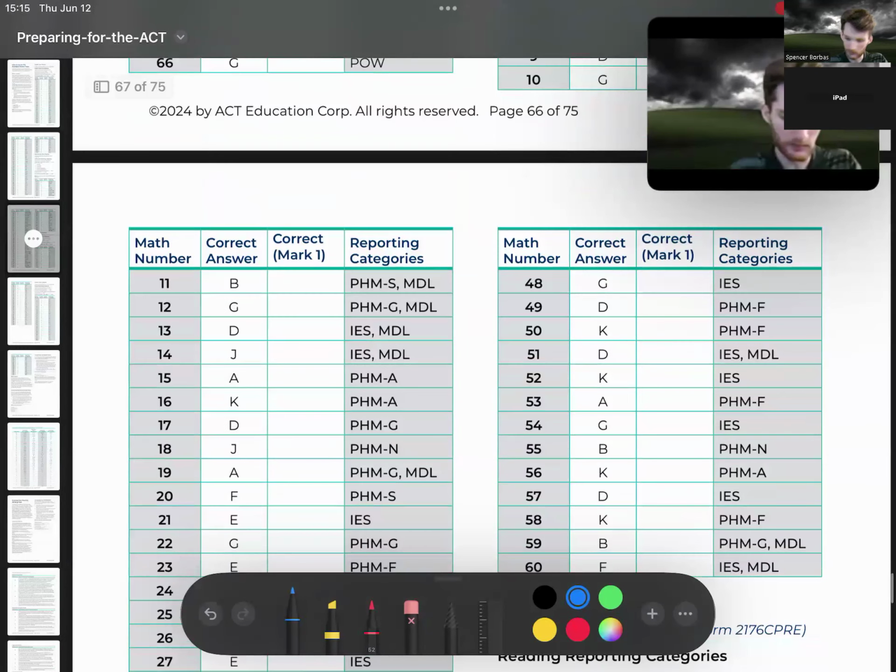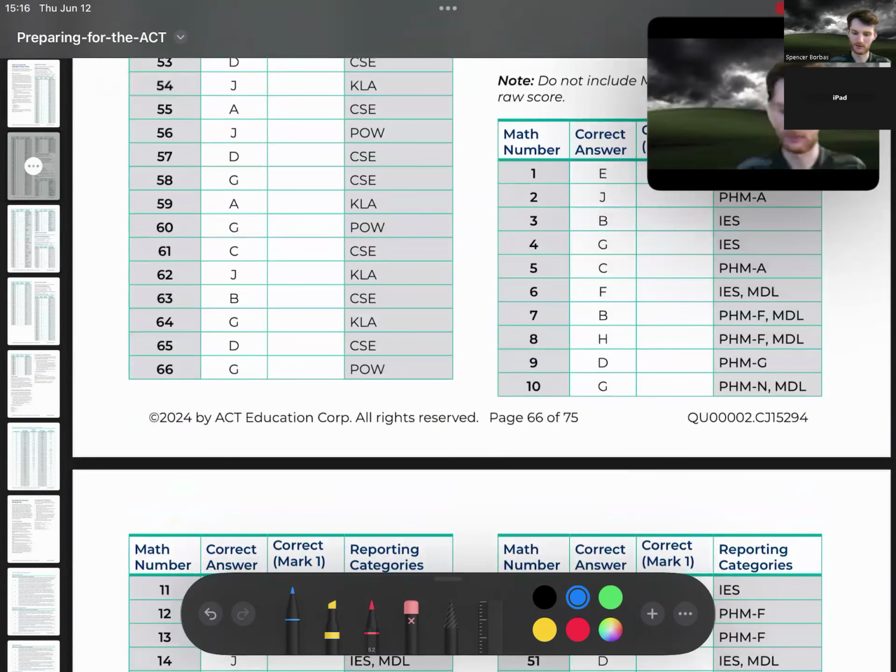11, I put B. 12, I put G. Ooh, I got that right. I wasn't sure about that. 13 is D. 14 is J. 15 is A. 16 is K. 17 is D. 18 is J. Okay. Shoot, I might have lost track.